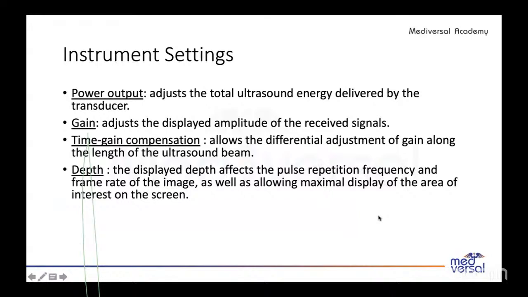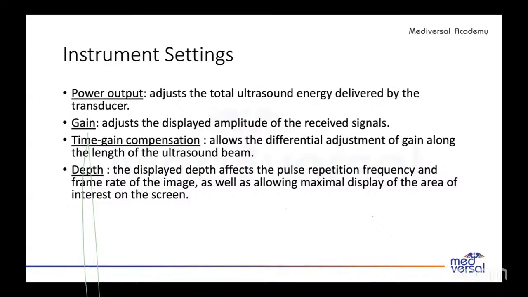So instrument settings, I already told you the power output is there, which adjusts the total ultrasound energy delivered by the transducer. So power output is the main part from where the main power is coming. Gain, I told you there is a place where a lot of buttons were there on the right side above. I'll show you the previous one afterwards. It's compensatory gain. And there's another small button, the simple gain, if you increase it, it becomes brighter. If you decrease it, it becomes darker.